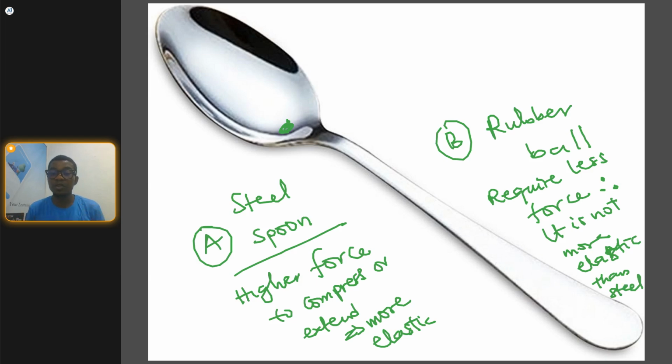Because the rubber ball does not require a high force to compress or to extend it, it means that it is not more elastic. It is elastic. Both are elastic. The steel spoon is elastic. The rubber ball is also elastic. But the steel spoon or the steel materials require high force. So high force equals high elasticity, and low force equals low elasticity. So now you can see the difference. That is why the steel iron is more elastic than the rubber ball.